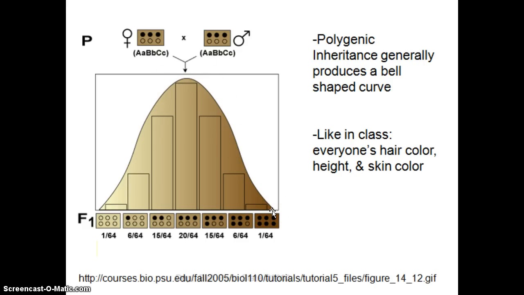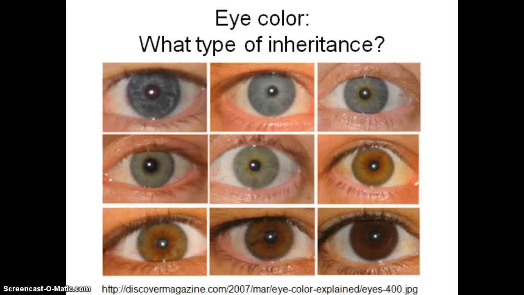So anytime you see a bell-shaped curve, you know that you've got some form of polygenic inheritance, because not everybody is going to be here, not everybody's going to be here. We're going to follow some kind of pattern here. So height, skin color, hair color, there's so many genes, and they're trying to show us with these that there are 6 possible alleles here that will contribute to a person's height, hair color, or skin color. Another classic one is eye color.